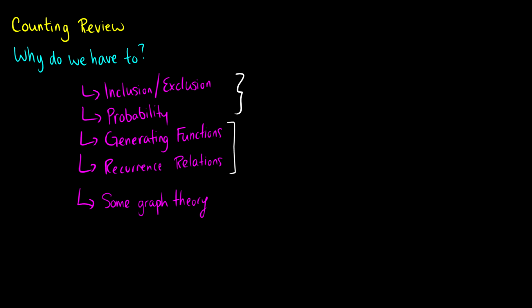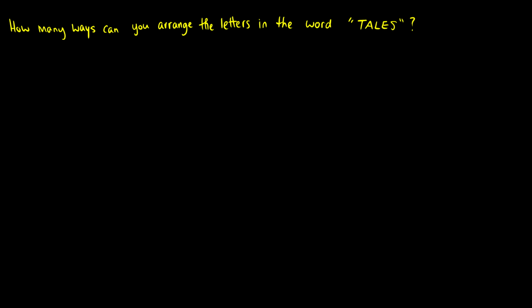So let's begin. We're just going to do some practice questions, and hopefully the theory will jump back to your head. If not, I have videos in Discrete Math 1 explaining all the principles. So, how many ways can you arrange the letters in the word tails? So, we have 5 letters, T, A, L, E, and S.